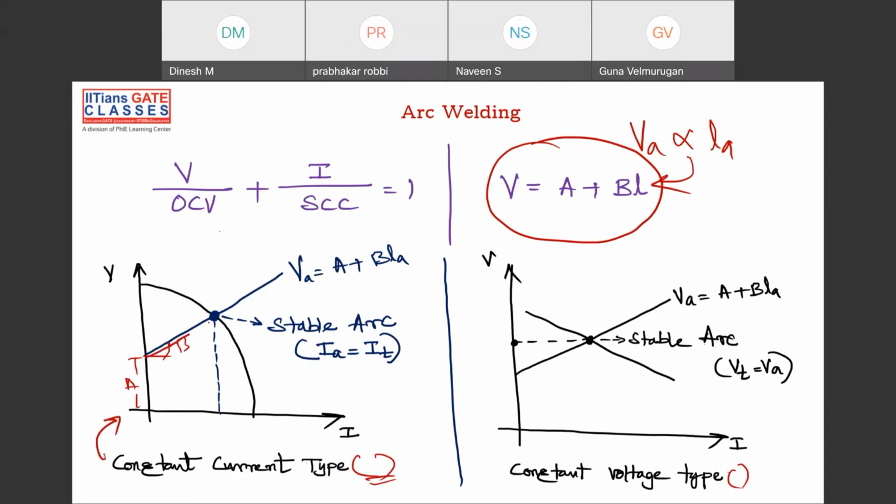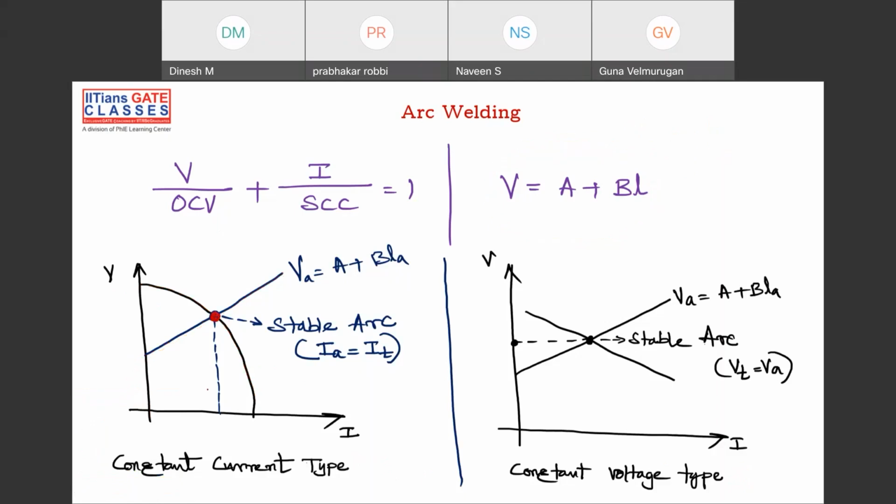So you have the equation of your arc voltage, and this is your voltage versus current graph for your constant current type, and these two will meet at some point, and that point is the stable arc. The arc will be stable at this point. At this point, as it is constant current, the arc current and the transformer current are equal, right? So this is for the arc and this is for your transformer, because we already have seen that the welding machines are of two types, right? This is your transformer setting, and this is your arc setting. If your transformer setting and arc setting meet at some point, then it is a stable arc. So at that point, your arc current is equal to transformer current, right? So you have to provide this current.